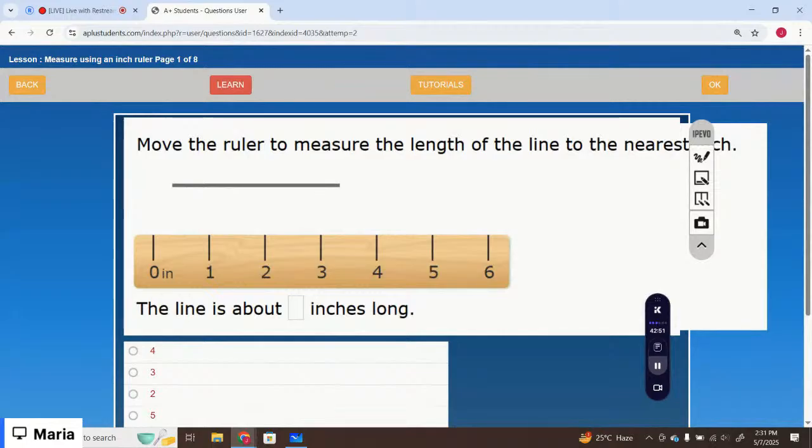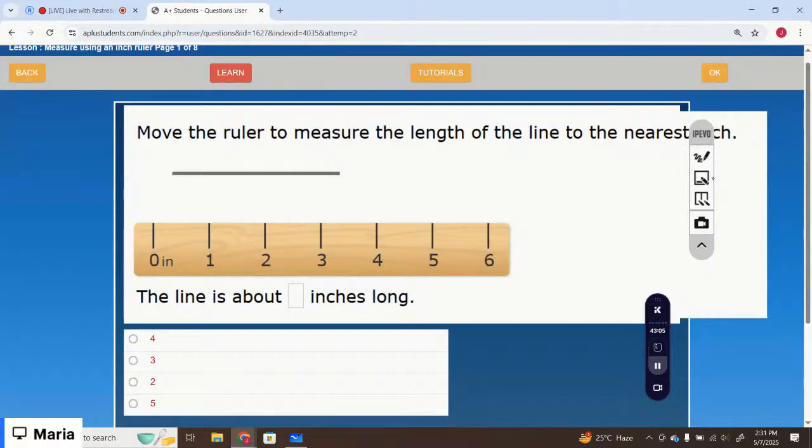Move the ruler to measure the length of the line to the nearest inch. So you have to line up the zero with the left end of the line, and then that would be 3 inches long. The correct option is the 3 inches long option.